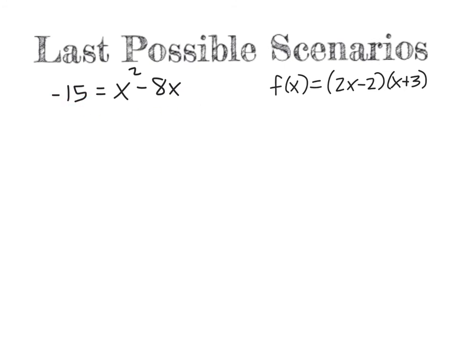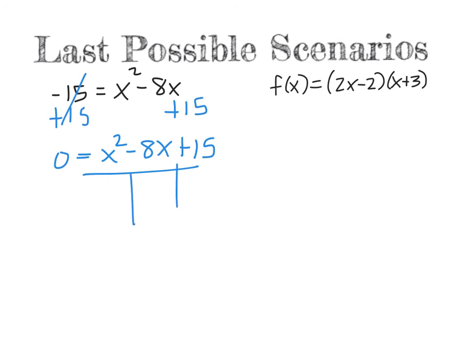So all I'm going to do before starting a problem when I see something like this is move the 15 over. So do the plus 15 on both sides. On the left, negative 15 plus 15 gives you 0. And on the right, you have x squared minus 8x plus 15. Now that you have your function equal to 0, you can continue to solve this problem into your 3 columns.